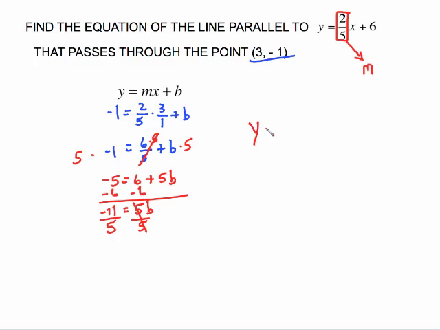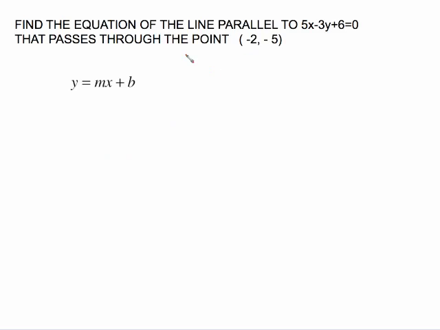So our equation is y equals the slope we were given, 2/5, plus the y-intercept of -11/5. You can check by putting 3 in here and -1 in for y, and you'll see that it really does check. It works.